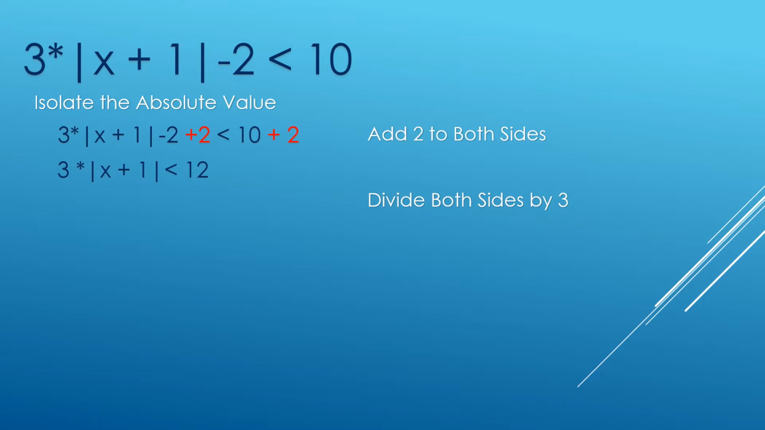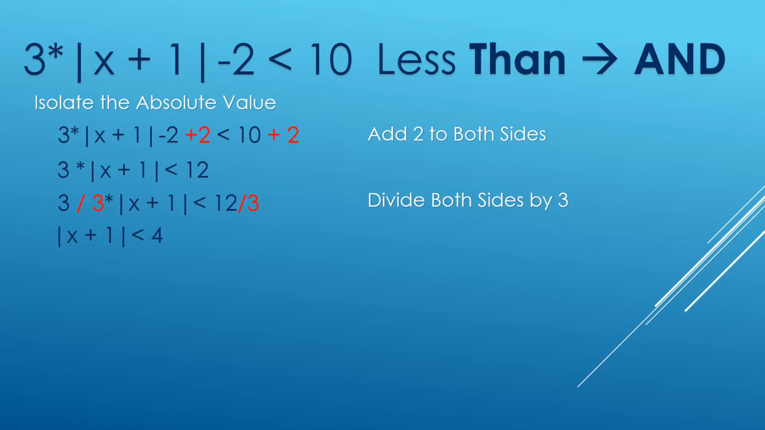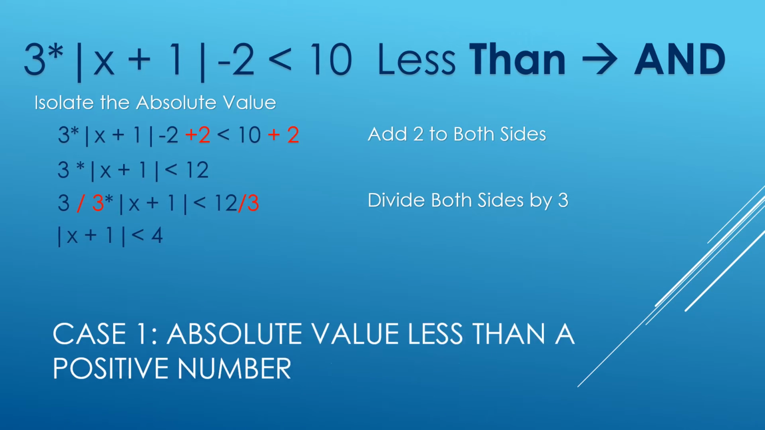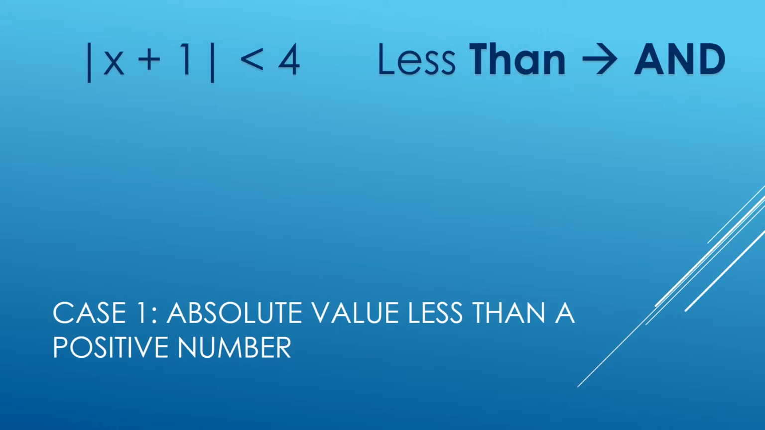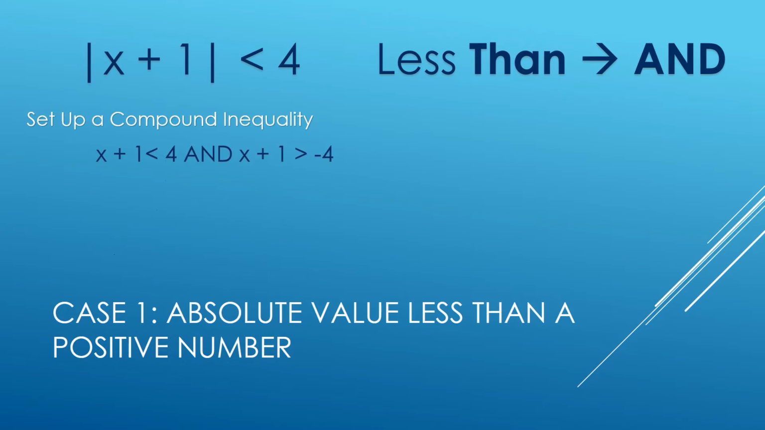Now we need to divide both sides by 3. And when we have simplified that, we get the absolute value of x plus 1 is less than 4. Okay, again, it's less than, so it's going to be an and statement. This is going to be case 1, the absolute value less than a positive number. Okay, so the first thing we have to do is set up the compound inequality. Remember that we're going to be using these 2 inequalities, and we're going to be solving them for x. So we can do them at the same time.